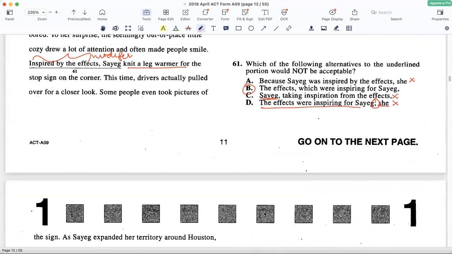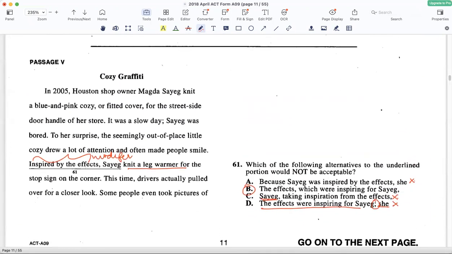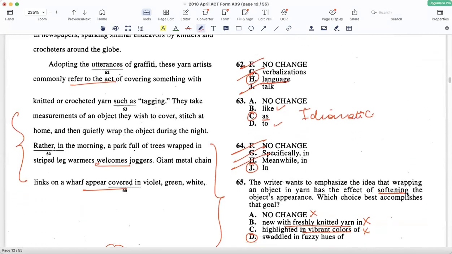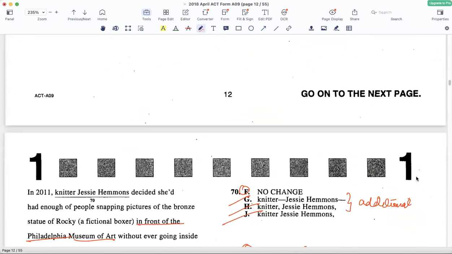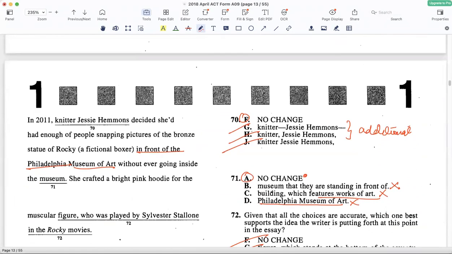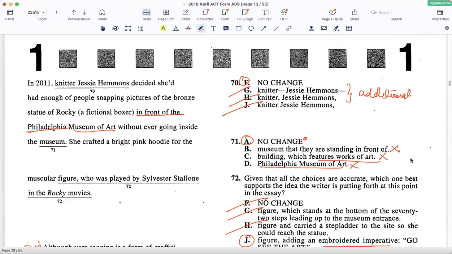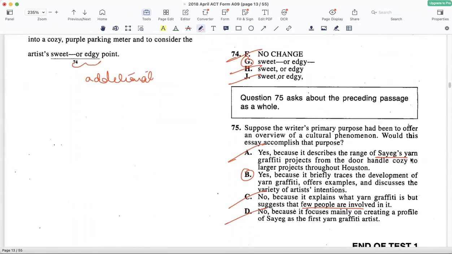Okay, let's grade this. 61. BHCJD, HAJCF, AJAGB. Okay, great. So we got all correct.